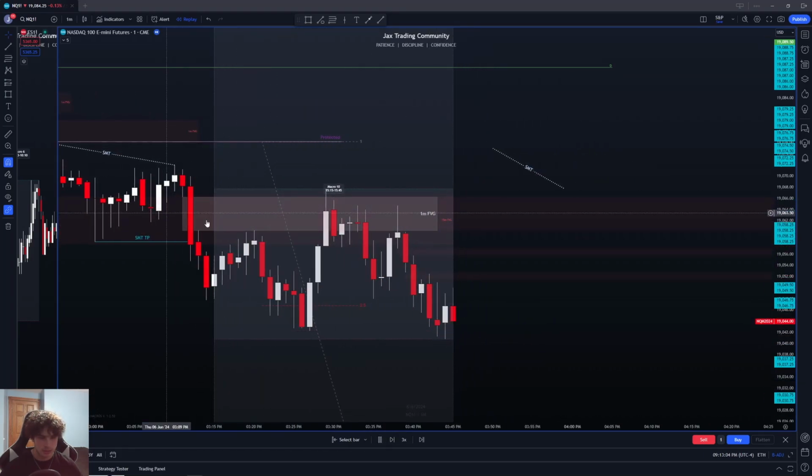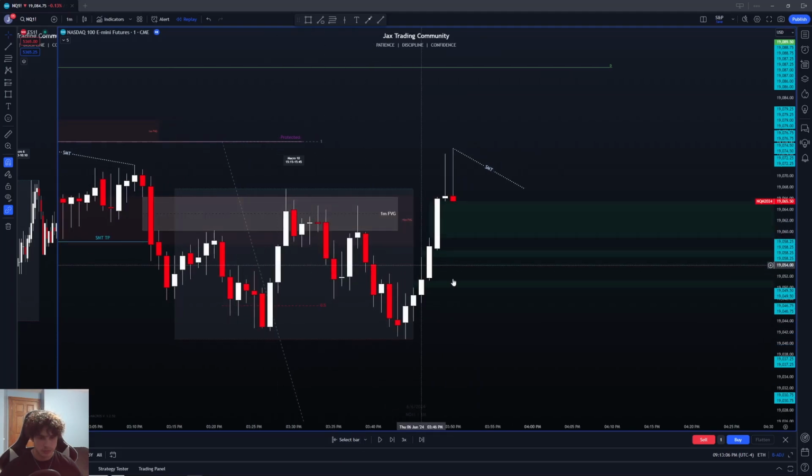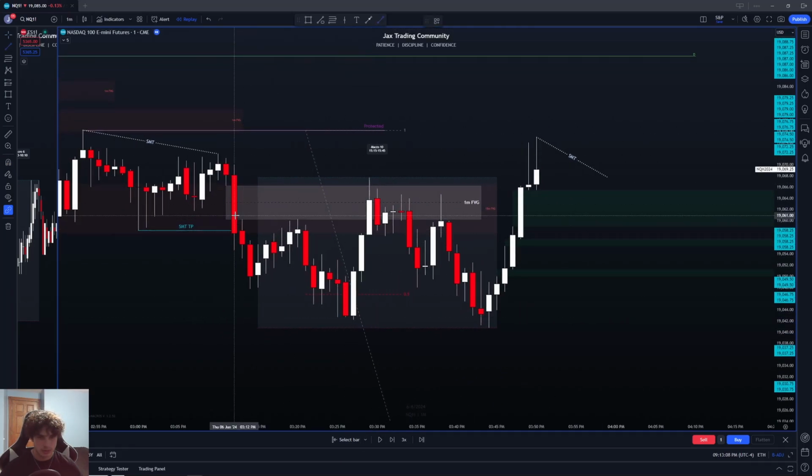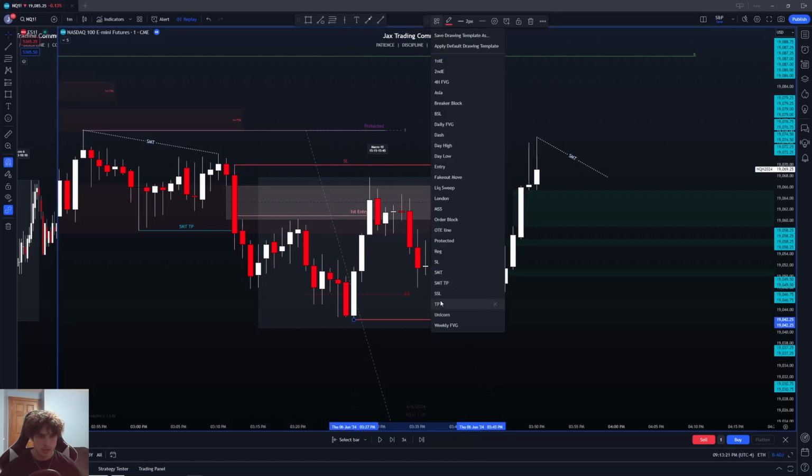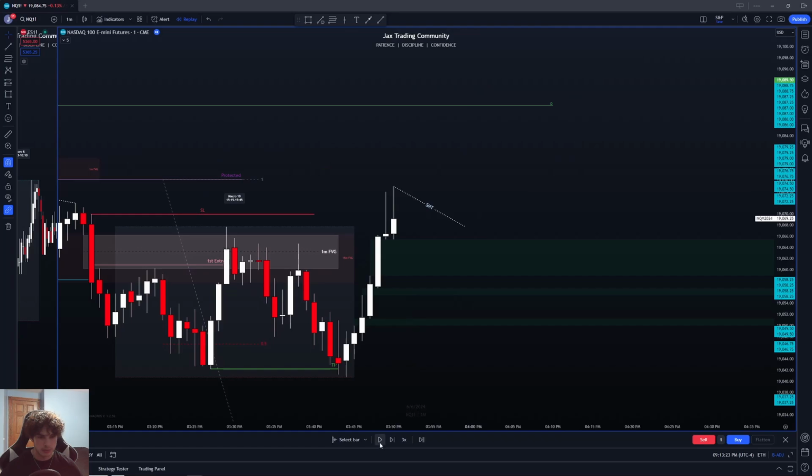But this could also be an entry for shorts. So if you did take an entry for shorts, let's say you took your entry right here, right? And then you put your stop at this high, which we would never get taken. You could put a TP down here, and this trade would play out with this model.